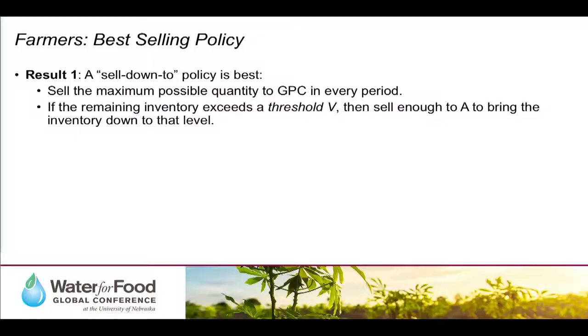The main result that we show is that farmers are going to operate a sell-down-to policy, in which in every period, they are going to observe how much is the capacity of the government, and they are going to sell as much as possible to the government because the government's price is always higher, right? So they are going to bring their quantity down to this amount. Now, after this, they have two options. They can either sell the entire quantity to the outside agent at the price W, or they can hold some of it for selling to the government in the future.